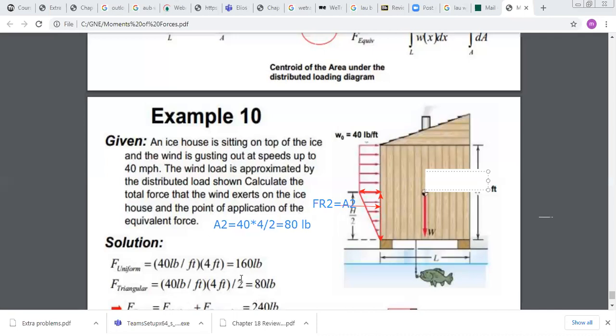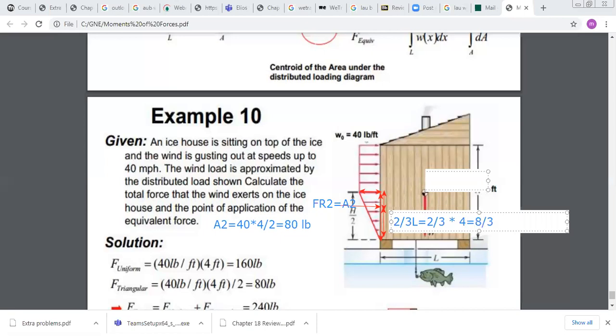Okay? Now, concerning the point of application, for a triangle, what is the location of the centroid? You have that the centroid is at 1/3 L from the base. So from here to here, you have 1 over 3 L. And from this point to the centroid, you have 2 over 3 L. So you can say that the distance from the bottom is 2/3 times L equals 2/3 times 4. Okay, so it's equal to 8/3.